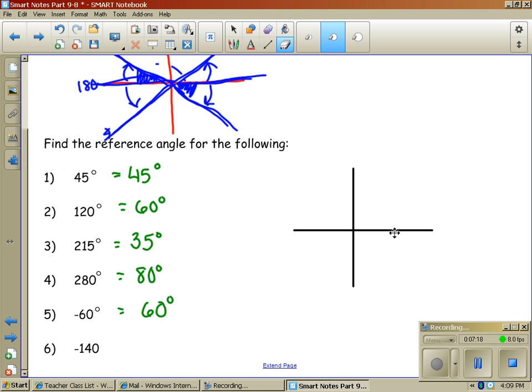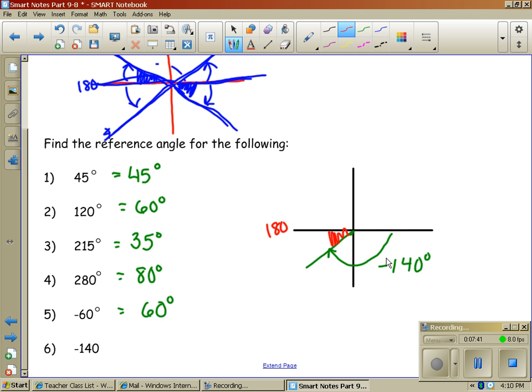Negative 140. Again, you're going to measure here. Negative going clockwise. Reference angle from that side back to the x-axis. This is 180. 180 minus 140 is 40 degrees. Notice always positive. Notice always less than 90.